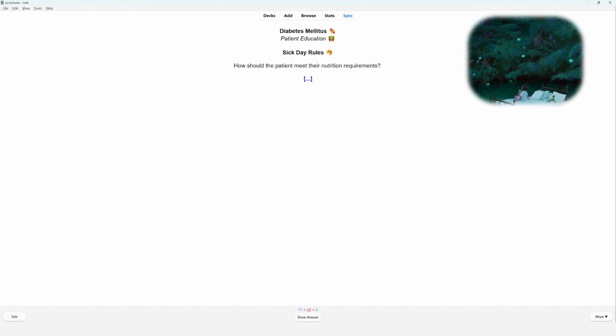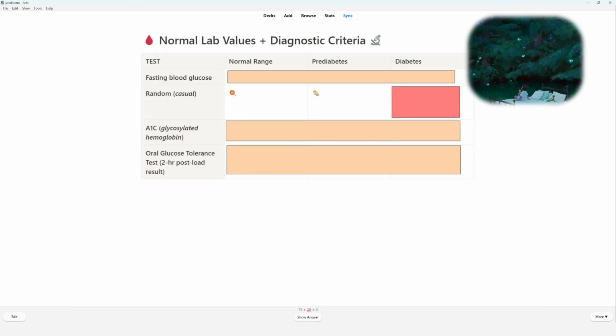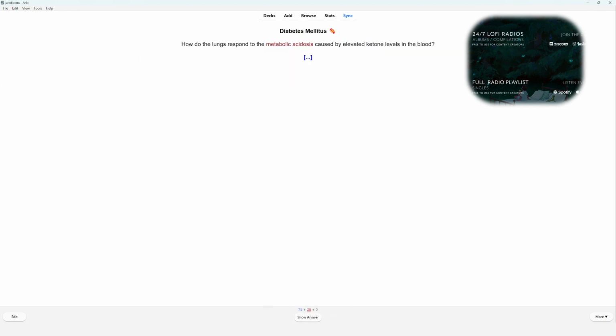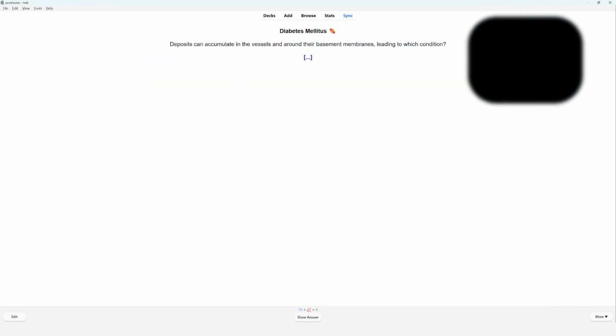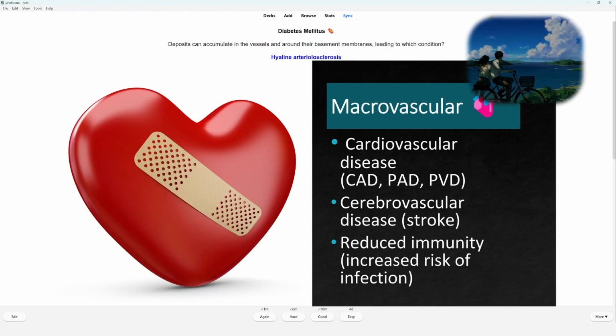How should the patient meet the nutrition requirements? Just soft foods or liquids if they can't tolerate solid foods. Over 200 for this random casual, and the classic signs and symptoms of hyperglycemia. Kussmaul again with the respirations with the hyperglycemia. Hyaline arteriolosclerosis for the deposits that accumulate around the vessels.